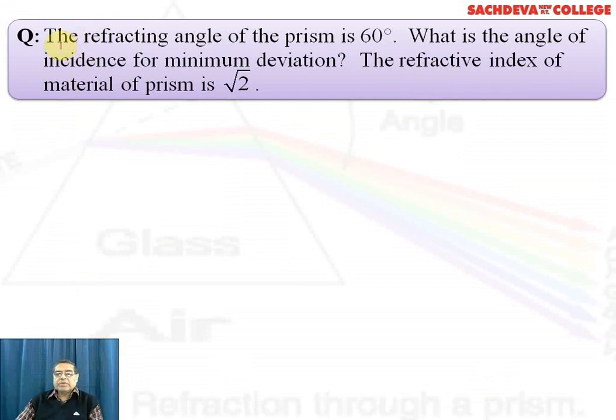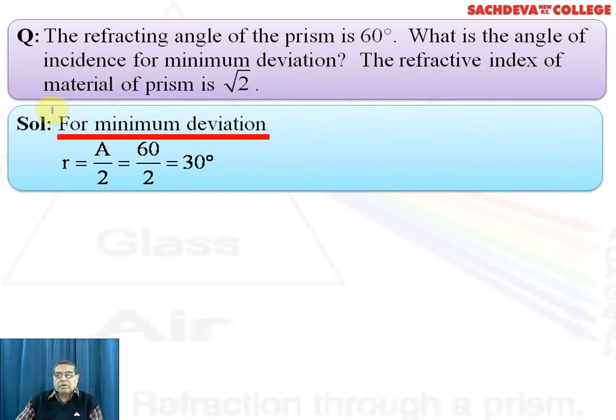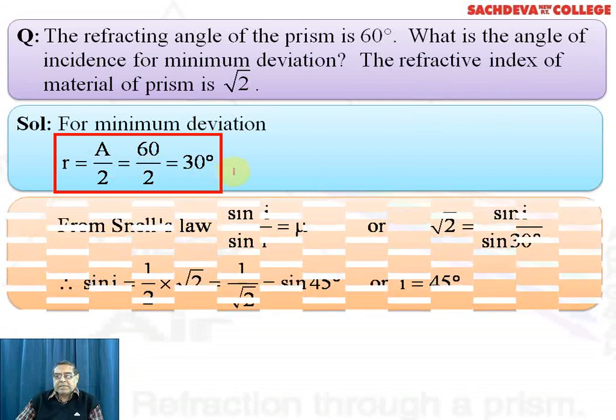Now, for the next question: the refracting angle of the prism A is given as 60 degrees. What is the angle of incidence for the minimum deviation? The refractive index of the material of the prism is root 2, which stands for 1.414. For minimum deviation, r is equal to A by 2, that is 30 degrees.